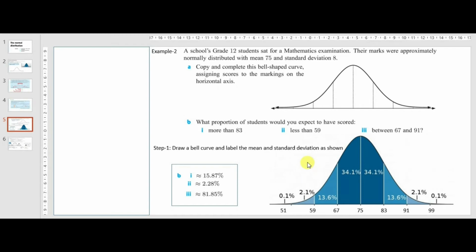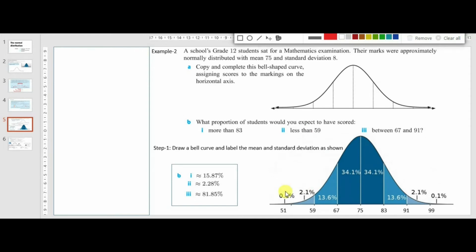What proportion of students would you expect to have scored more than 83? As you can see here, all these would qualify. So I would add 13.6 plus 2.1 and 0.1, and that is the approximate value I'm getting. What proportion of students would you expect to have scored less than 59? So less than 59, these two areas would qualify, and I would just use a calculator and add those two numbers, and that should give me the result. So this value and this value would qualify for that particular question.